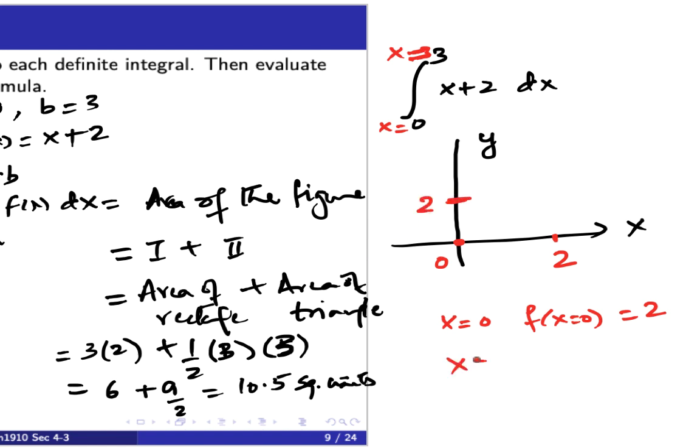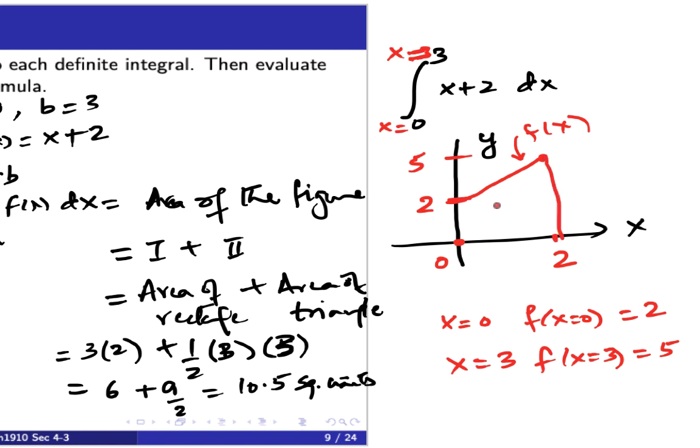Then when x is 3, that's the upper limit. What is the value of the function when x is 3? It's 5. So then you go ahead and draw a line, because we know it's a line. And that's what we are given. So you're sketching the graph, and then this is the area we are looking at.